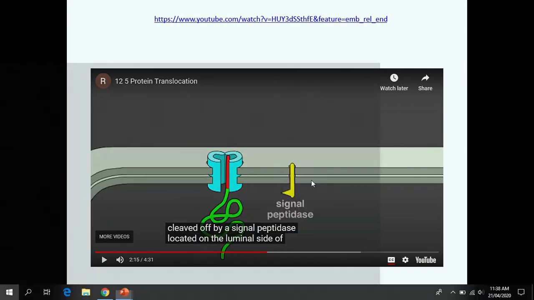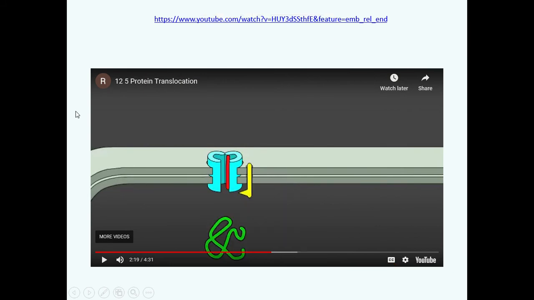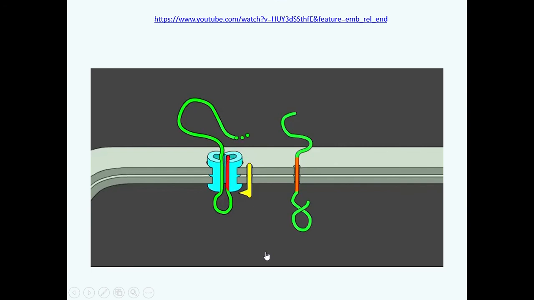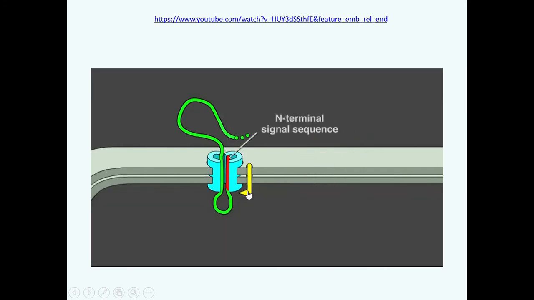There's this enzyme called the signal peptidase. These enzymes remove the signal sequence and produce the free protein in the lumen of the endoplasmic reticulum. Some proteins, however, are embedded in the membrane of the endoplasmic reticulum. These proteins have an inherent signal on them. That signal is important for the transfer of a particular part of the protein into the membrane.